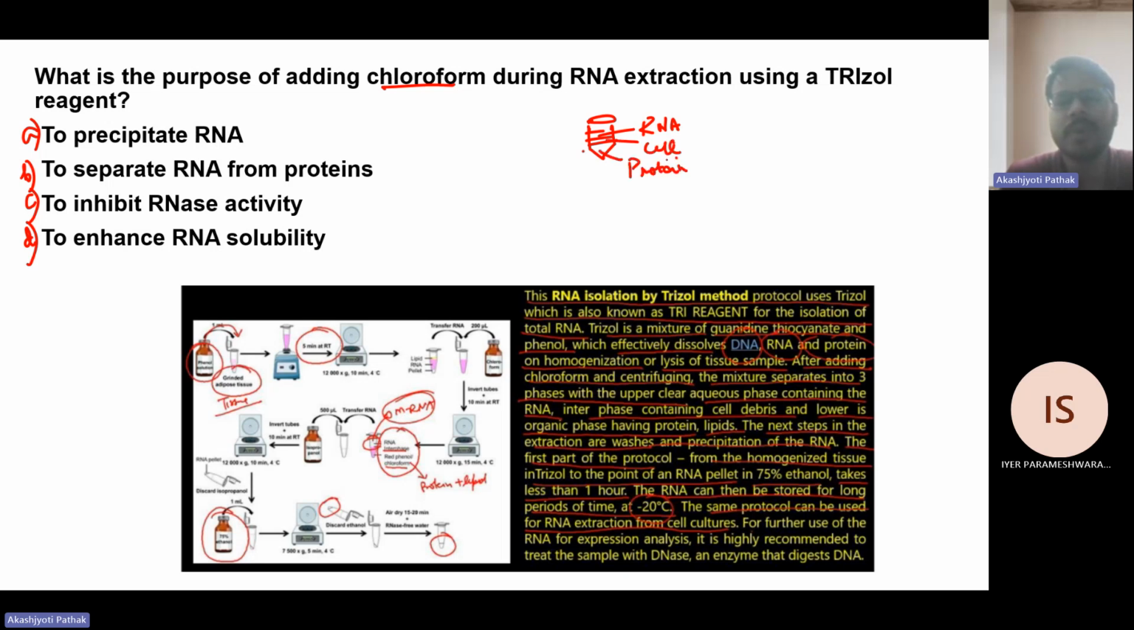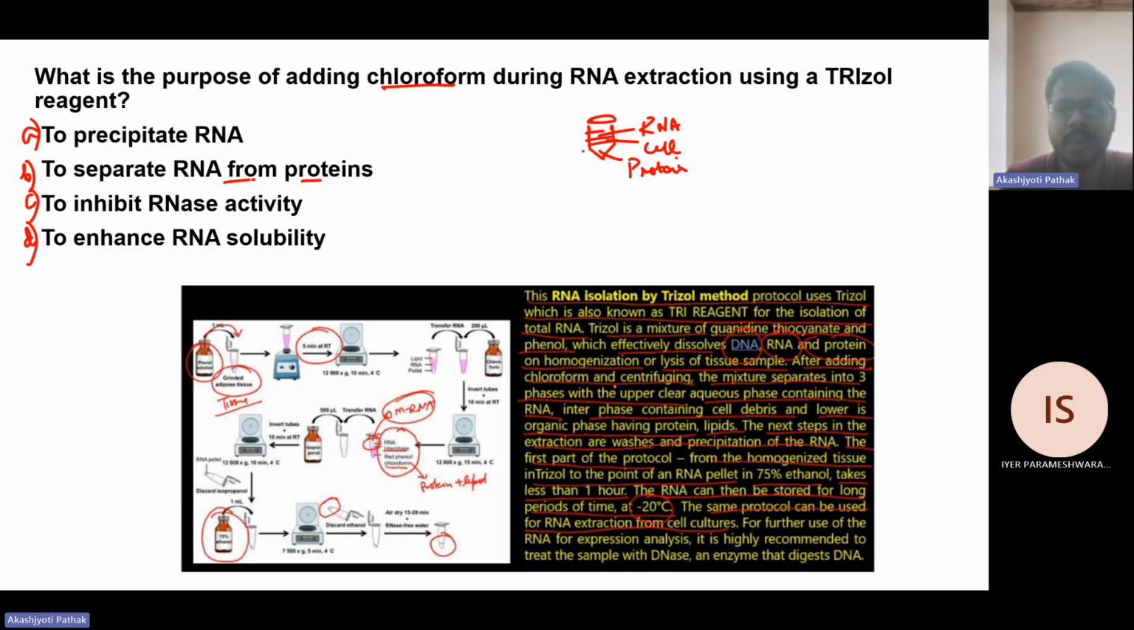Once you add chloroform, it leads to phase separation, and so the correct answer for this question is to separate RNA from proteins, because once you add chloroform, the RNA will be present in the aqueous phase, and the protein will move into the organic phase. That is also written in the lecture slides.